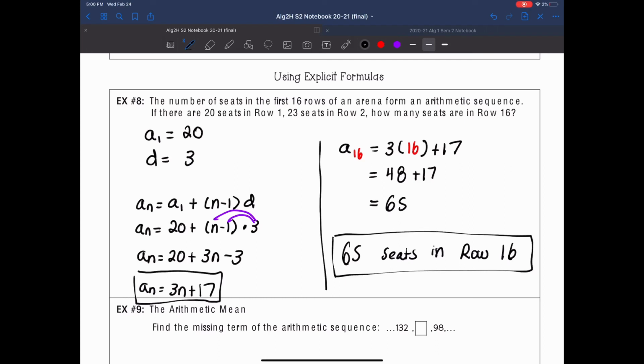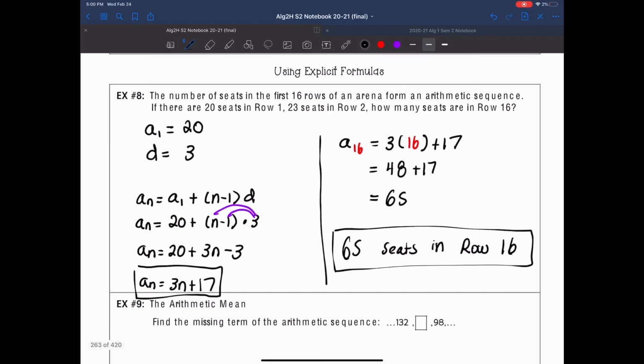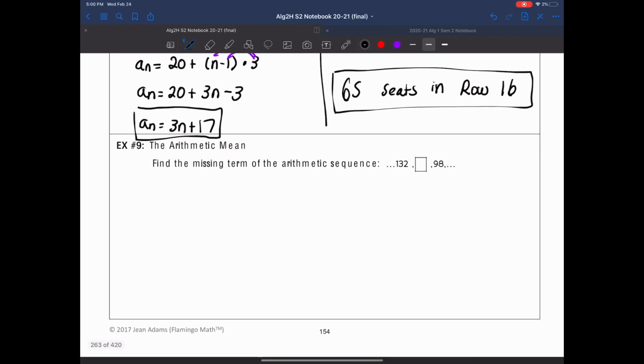All right. Last example for today, example number 9, we are using the arithmetic mean. So find the missing term of the arithmetic sequence. We have 132, blank, and 98. And this is one of those rules that we can use. If we have a missing term in the middle of the sequence, I obviously don't know what a sub 1 is equal to. I don't know what d is equal to, but I can easily use the idea of the mean or the average to figure out what the term between those 2 terms is going to be.